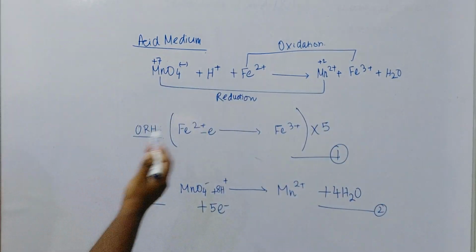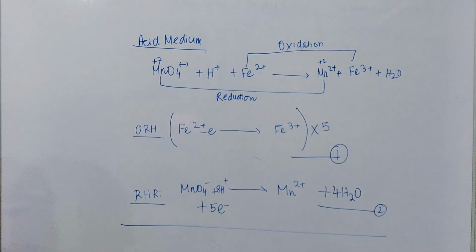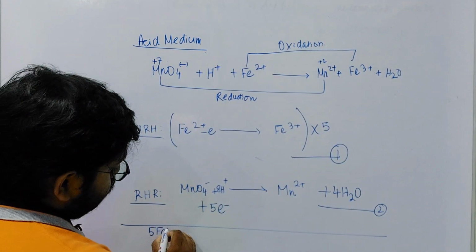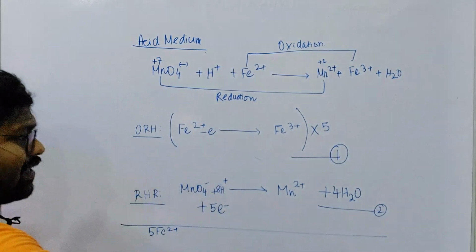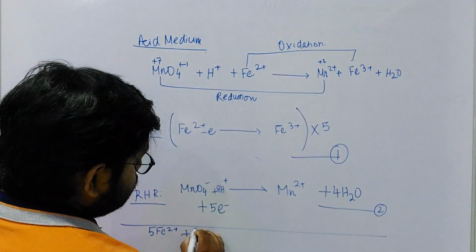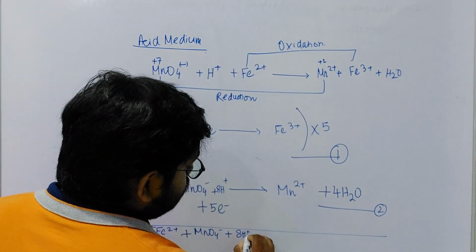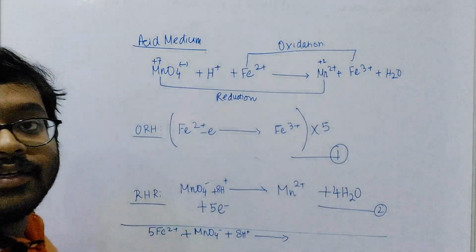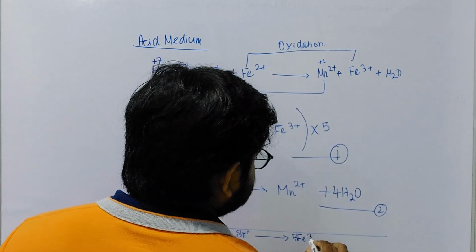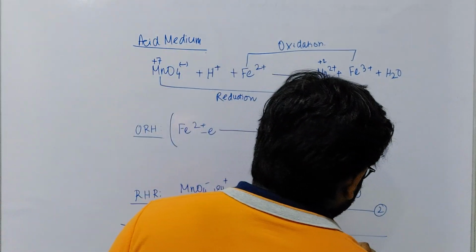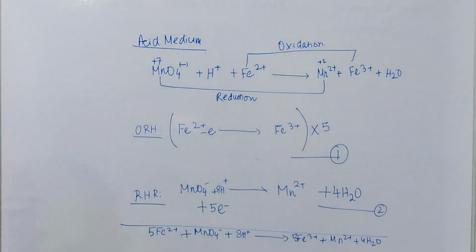Now add equation number 1 and 2. Simply 5 Fe2+, we are adding these two. Okay, I hope it is visible. 5 Fe2+. Now the 5 electrons are cancelled. MnO4- plus 8H+, arrow. On the right hand side, what is there? On the right hand side 5 Fe3+, Mn2+, 4H2O. That's it. It is balanced already.